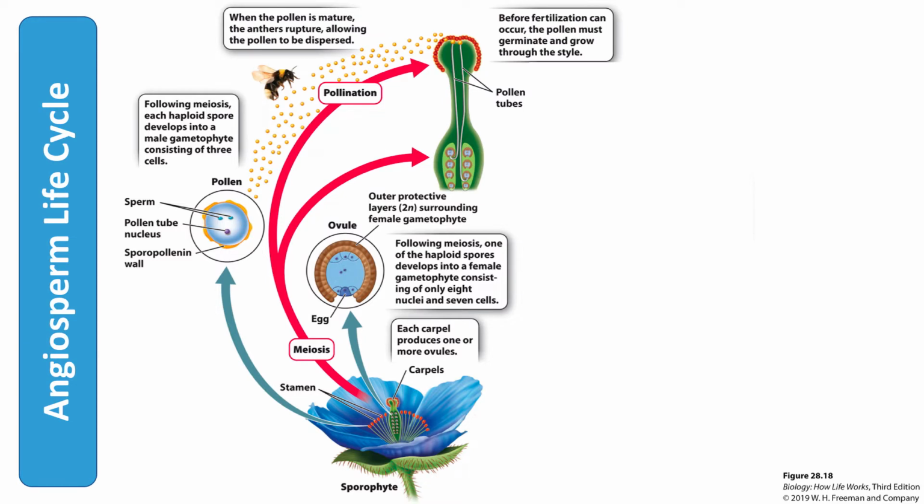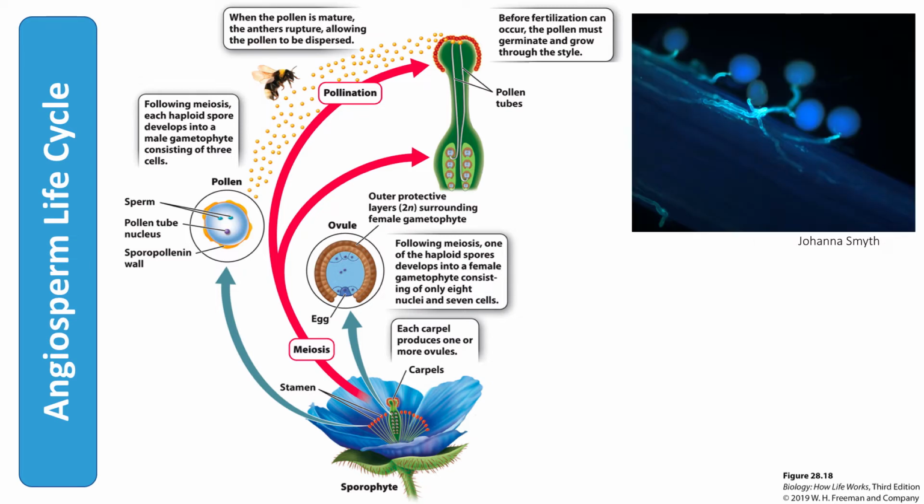The next step in the angiosperm life cycle is pollination, followed by fertilization. When the pollen is mature, the anthers rupture, allowing the pollen to be dispersed. A mature pollen grain contains 2 sperm and a pollen tube nucleus. When a mature pollen grain lands on the stigma of the female carpel, the pollen tube nucleus develops into a pollen tube, which grows down the style to an ovule in the female ovary.